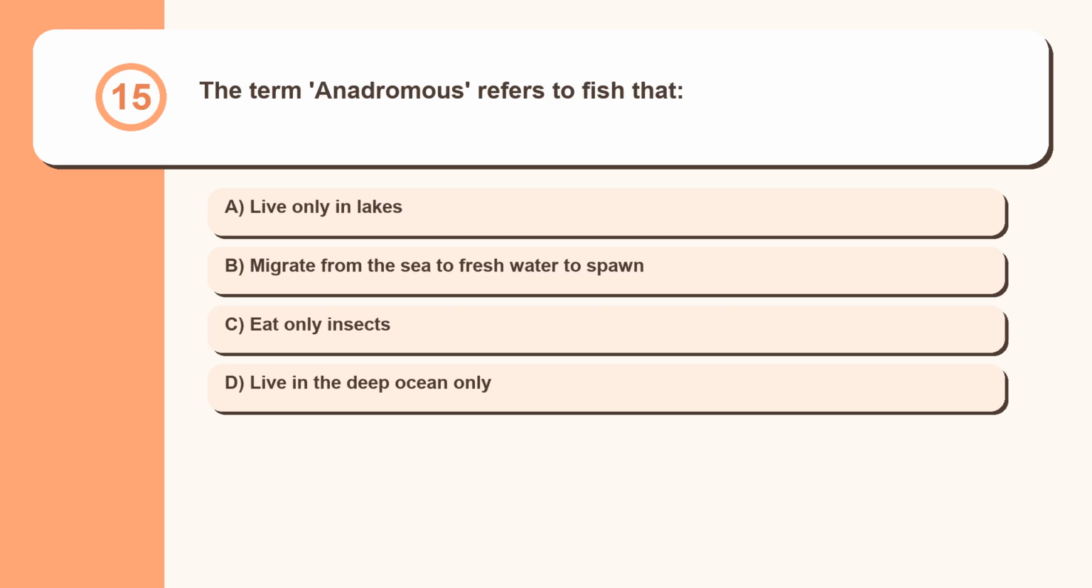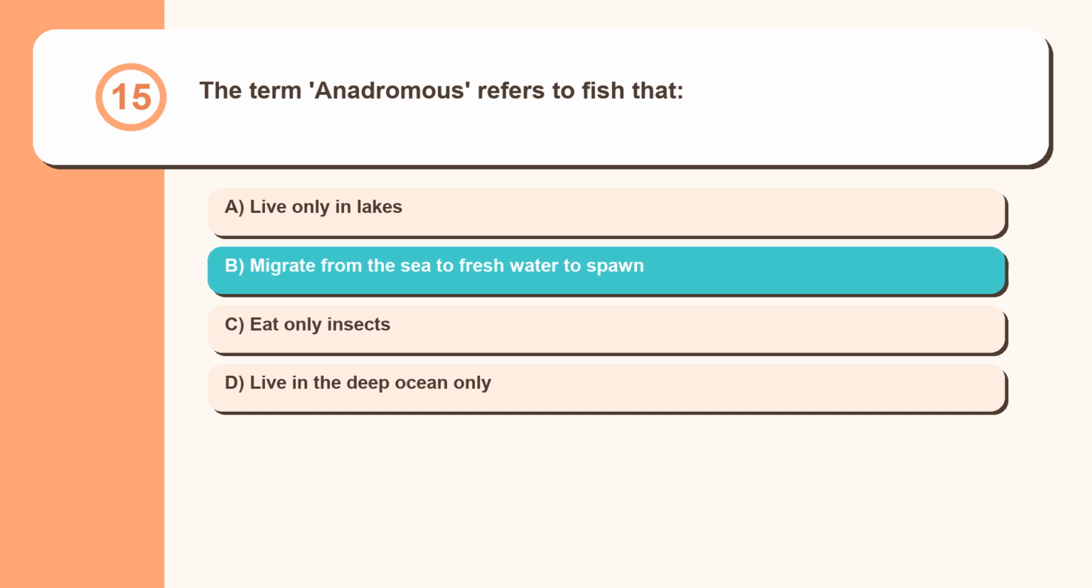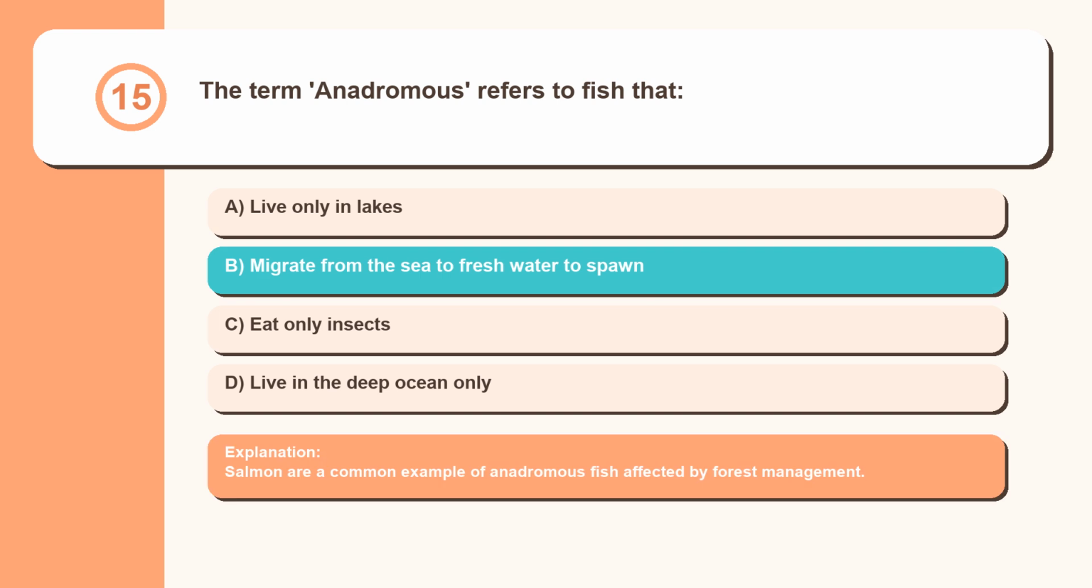Question 15. The term anadromous refers to fish that live only in lakes, migrate from the sea to fresh water to spawn, eat only insects, live in the deep ocean only. Salmon are a common example of anadromous fish affected by forest management.